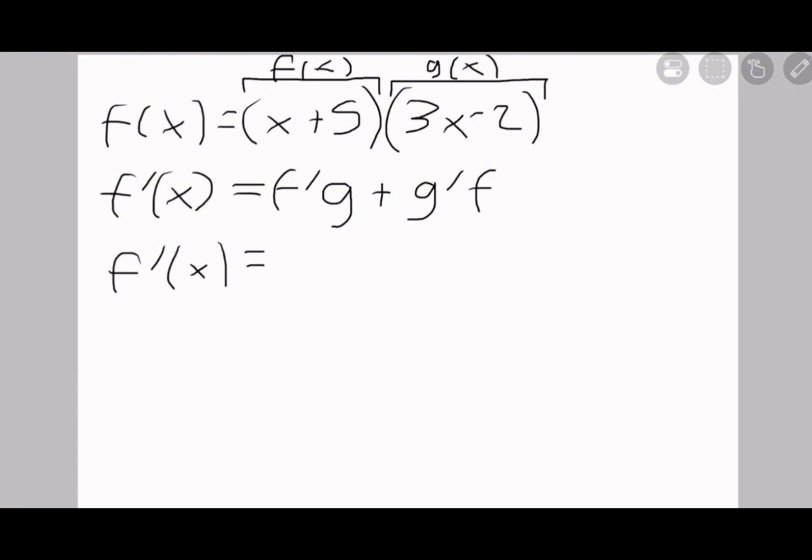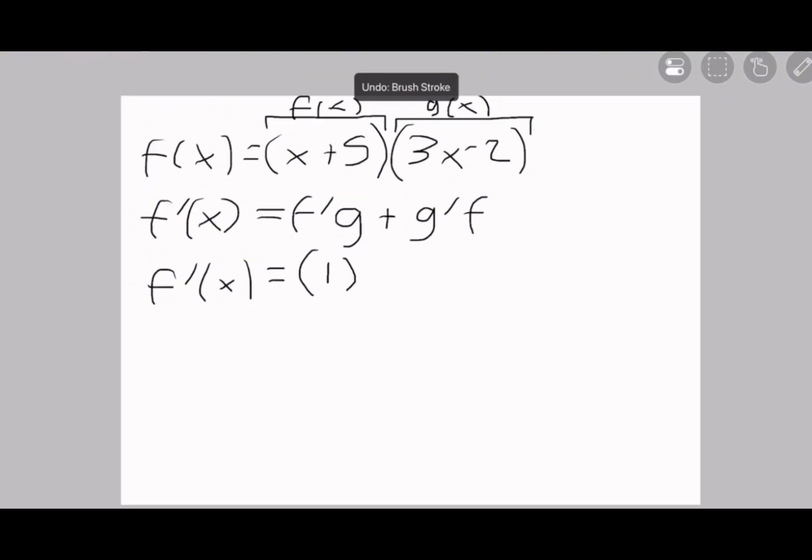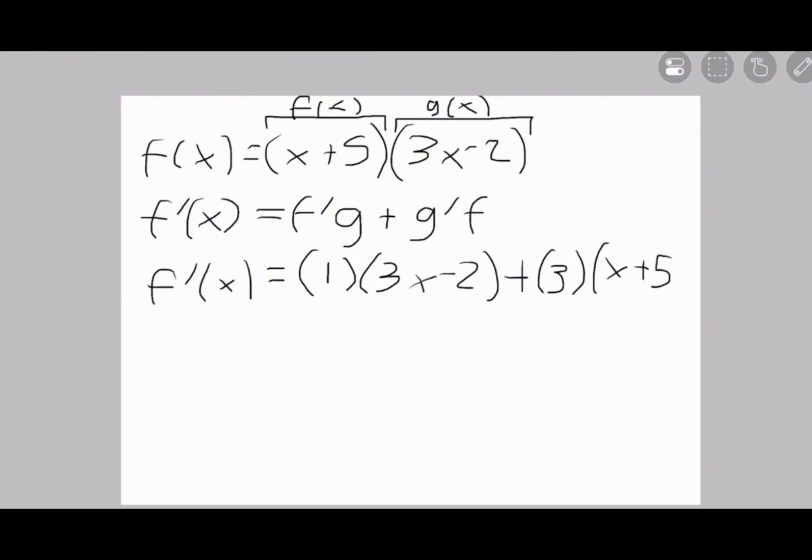The first part says that we need to find the derivative of the function f, which is x plus 5. The derivative of this will be just 1. Then we need to multiply it by the original function g of x, which is 3x minus 2. Then we add. Now we need to find the derivative of g of x, which is going to be 3, and we multiply this by the original equation of f of x, which is x plus 5.